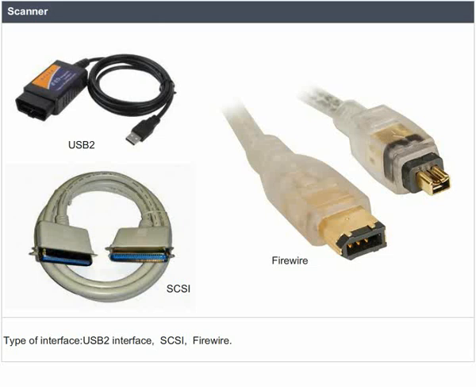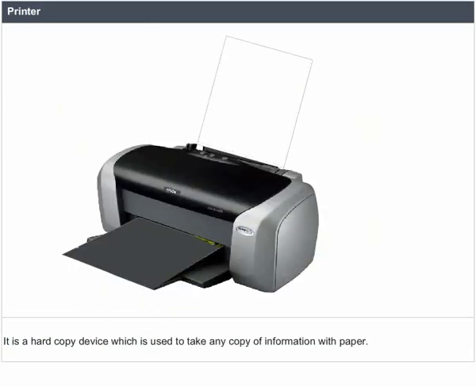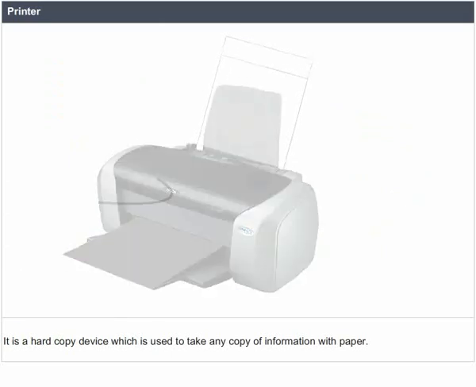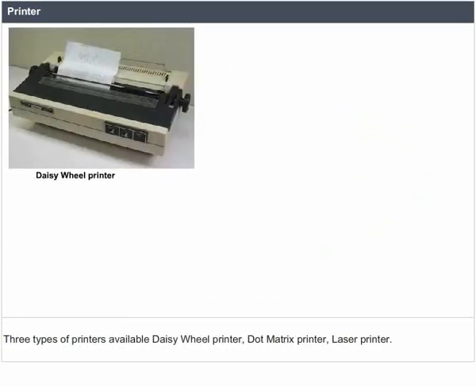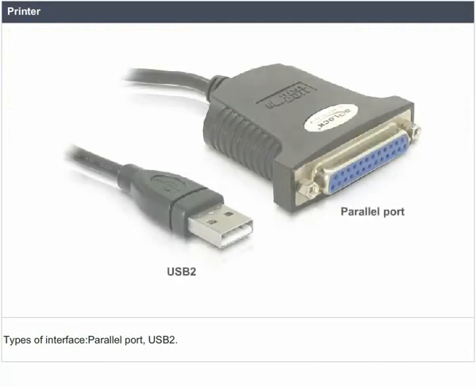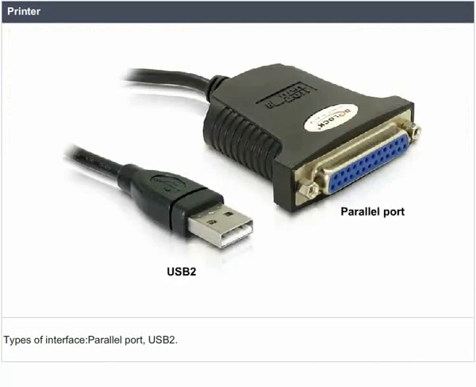Firewire. Printer. It is a hard copy device which is used to take a copy of information on paper. Three types of printers are available: daisy wheel printer, dot matrix printer, and laser printer. Types of interface: parallel port and USB 2.